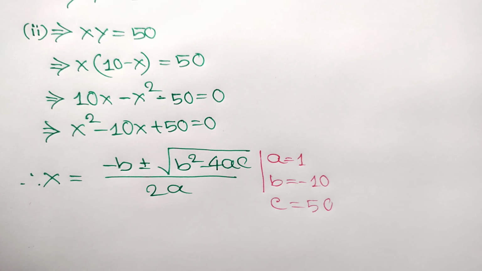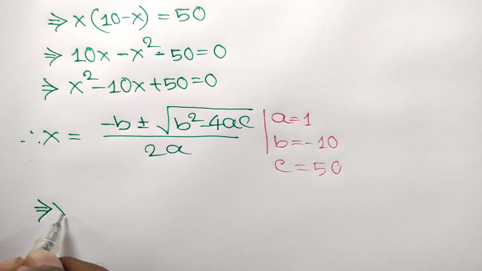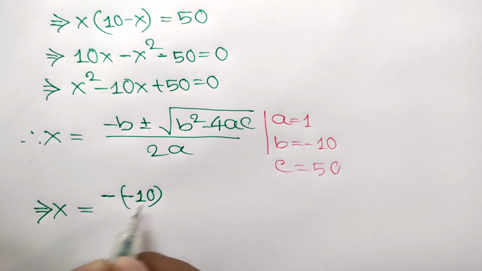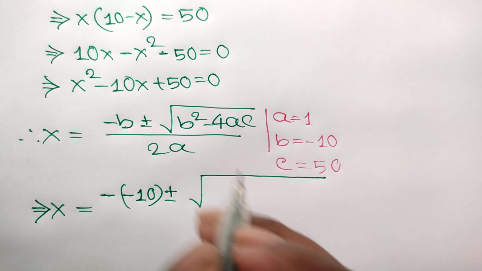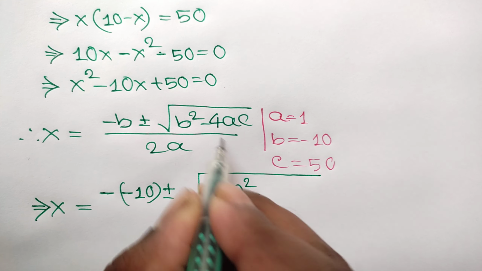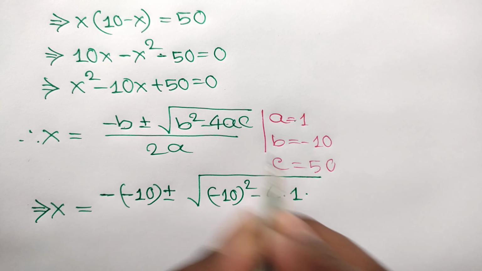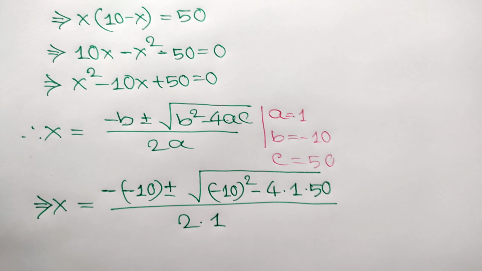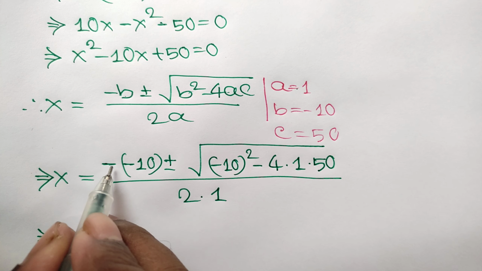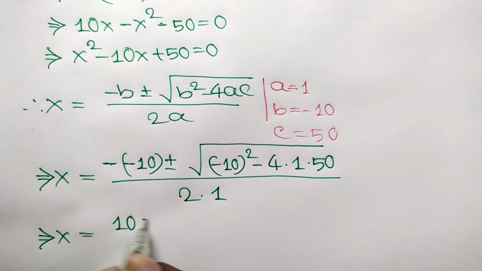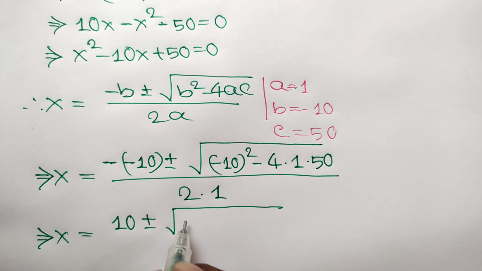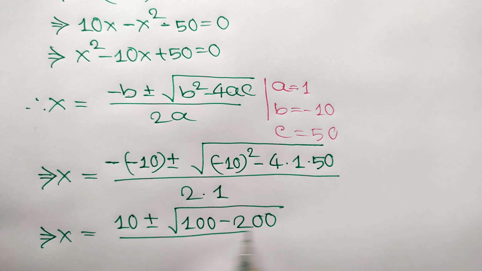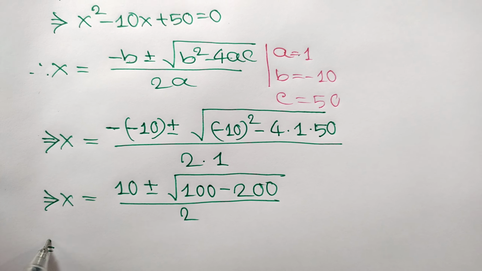So we can write here x is equal to negative b, that means negative of negative 10, plus or minus square root of b square, that means negative 10 square, minus 4 times a, that means 1, times c is 50, over 2 times a is 1, or x is equal to minus times minus is plus 10 plus or minus square root of minus 10 square is 100 minus 4 times 1 times 50 is 200, over 2 times 1 is 2.